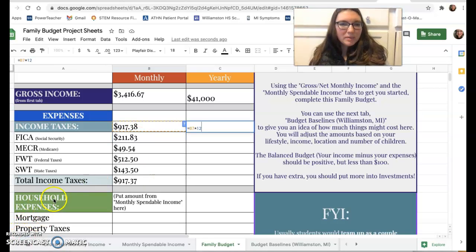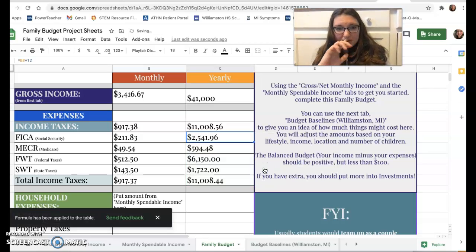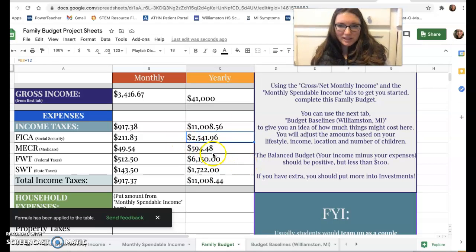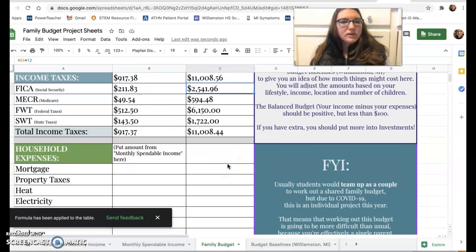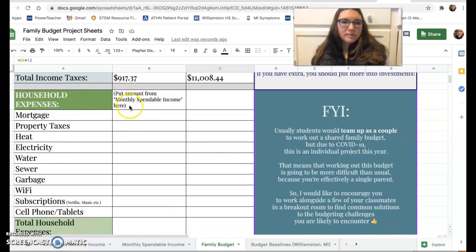Okay, so I put in my numbers for the monthly income taxes that are taken out. And then to get the yearly, I'm just going to do the number to the left times 12. Ooh, it even gives me a suggested autofill. Cool, I went with yes. So if you needed to, you could just drag that down, and that would times each one of these cells by 12. Okay, so then what you need to do is put your household expenses in here.